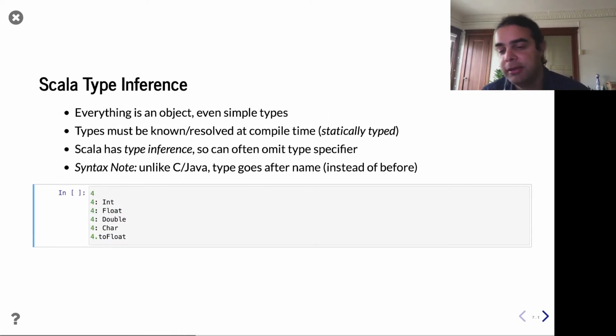Let's keep going. So as I said, it can do type inference, right? It turns out, in some languages like Java, there are basic types and more complicated objects. In Scala, everything is an object.